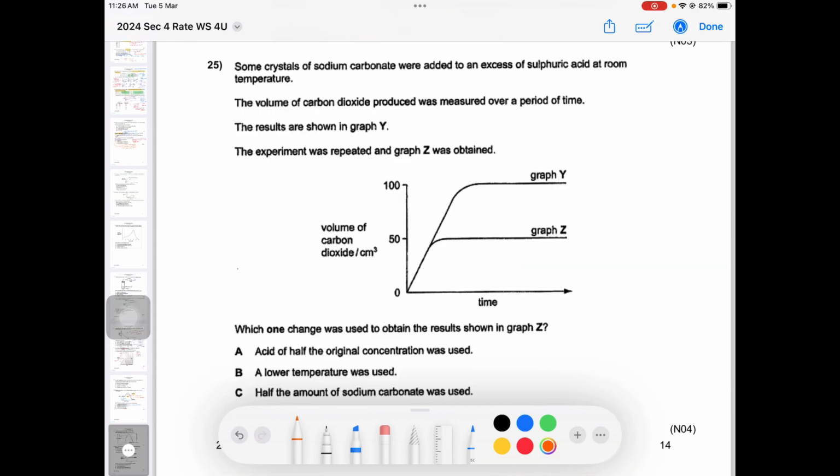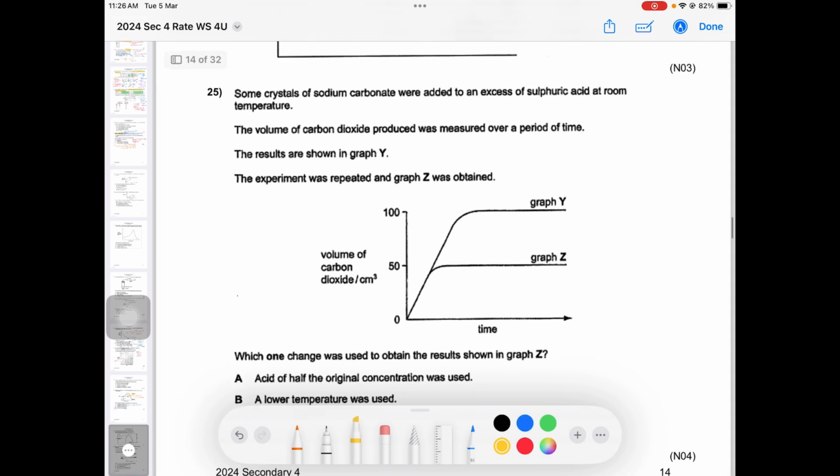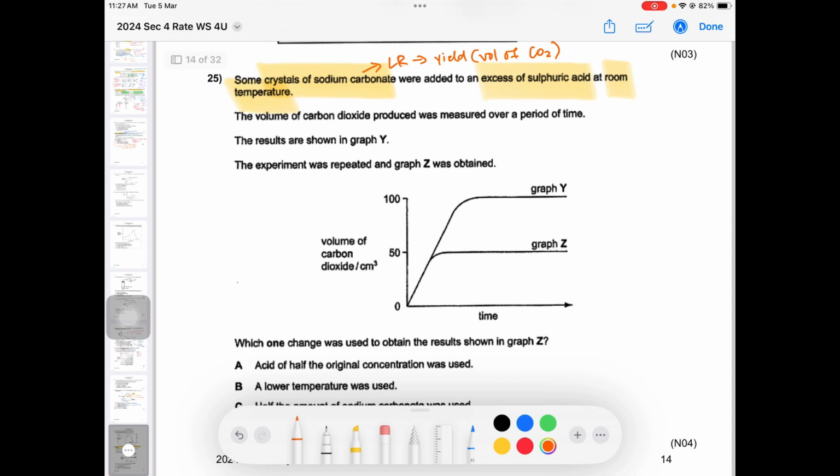Next question, number 25. You are told that crystals of sodium carbonate were added to excess sulfuric acid, and this was carried out at room temperature. So from this alone, you can figure out that sodium carbonate is the limiting reagent, and this will impact the yield, which is the volume of carbon dioxide formed. So again, we are measuring the volume of CO2 produced over time. Results are shown in graph Y.